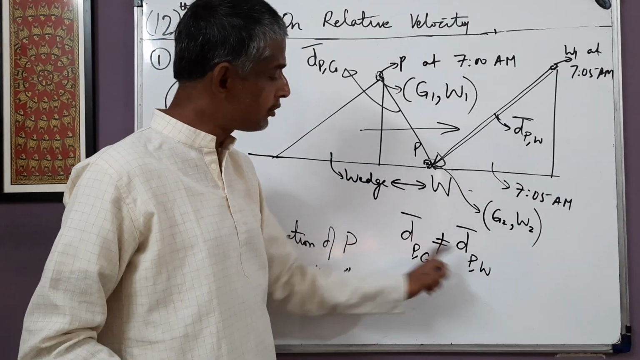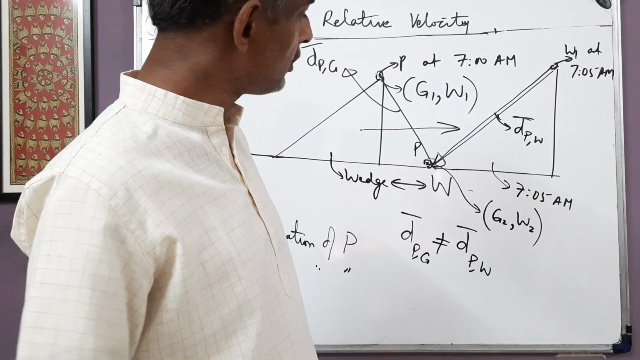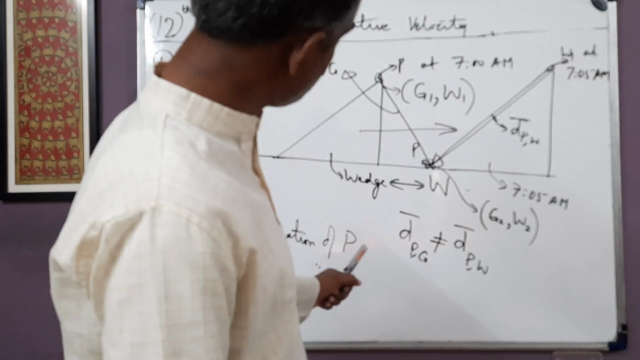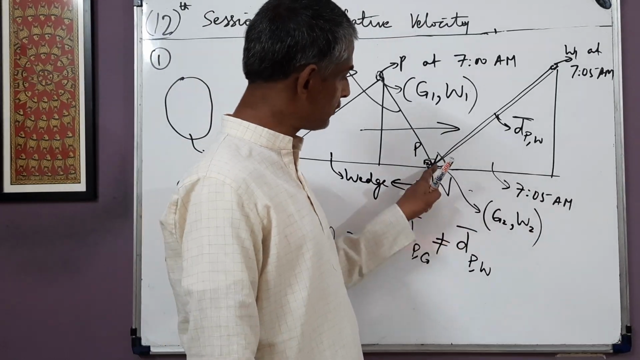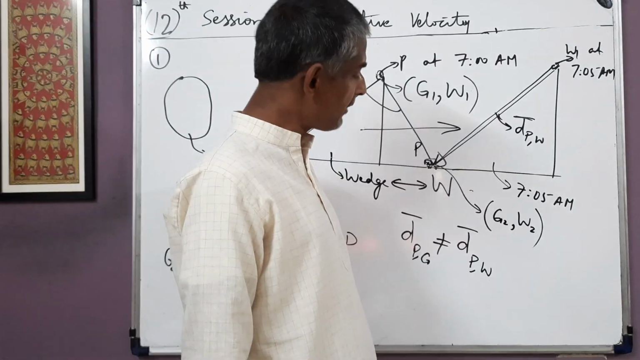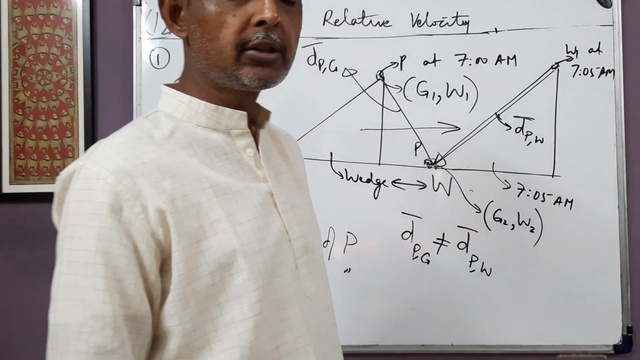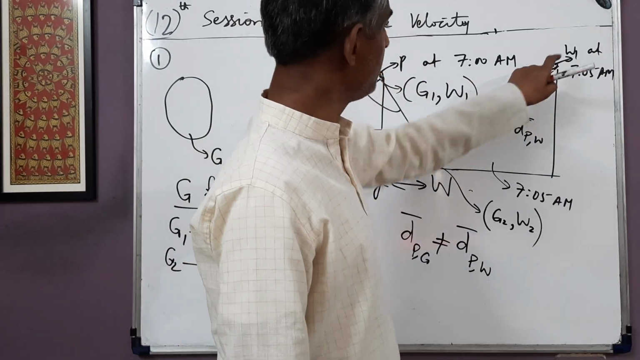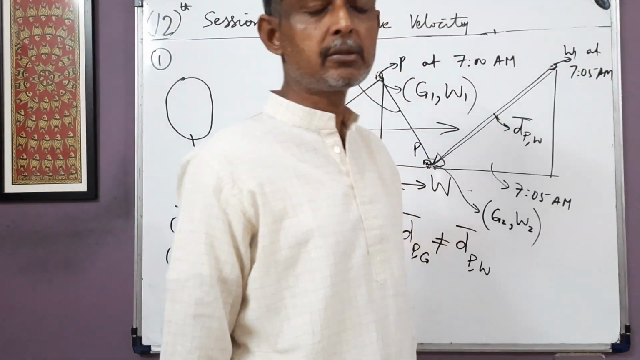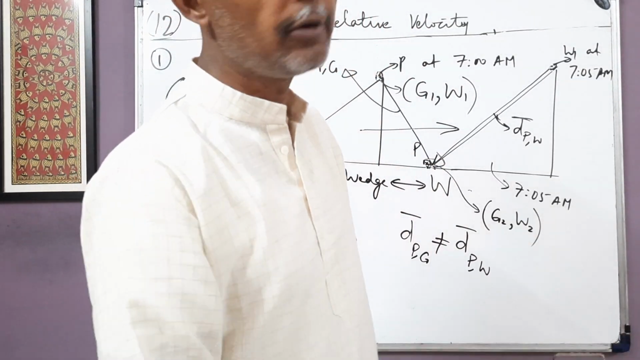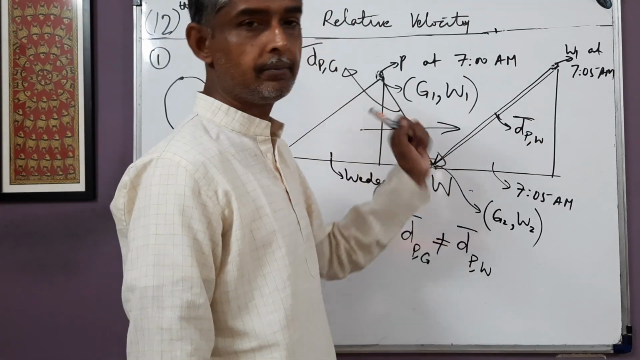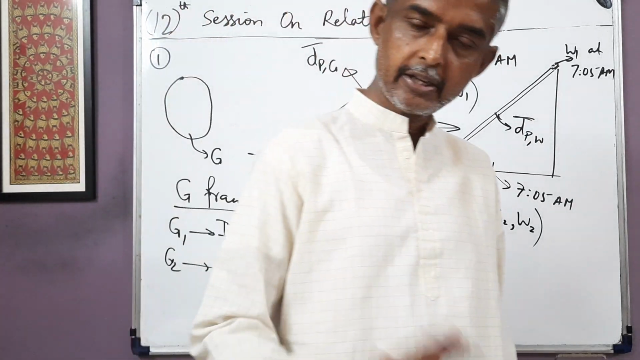These two displacements are not the same. Again, why are they not the same? Because at 7:05 am, the final locations of P in ground frame and wedge frame, G2 and W2, are coincident. But at 7:05 am, the initial locations of point P in ground frame and wedge frame, G1 and W1, G1 here, W1 here, are non-coincident. And displacement is always from initial location to final location. So displacement of P in these two frames are not the same. Alright, clear? Fine.